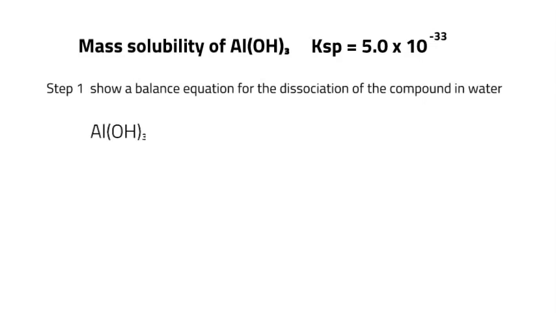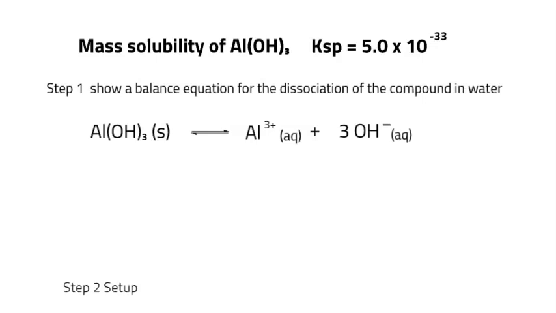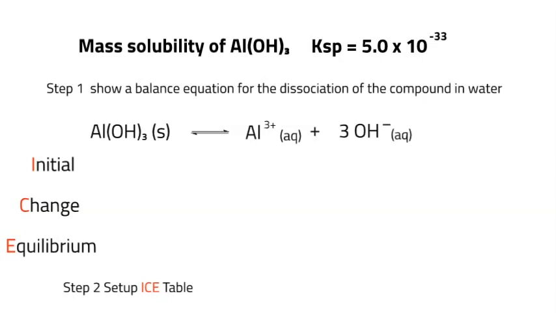So aluminum hydroxide solid is in equilibrium with aluminum ions and hydroxide ions. The stoichiometry will be 1 mole of Al3+ ions to 3 moles of hydroxide ions. The next step is to set up the ICE table. The ICE table is for initial, change, and equilibrium of the chemical species that are present in solution.